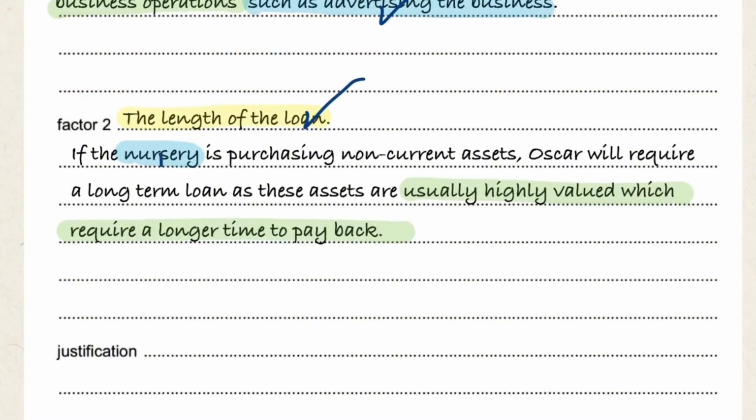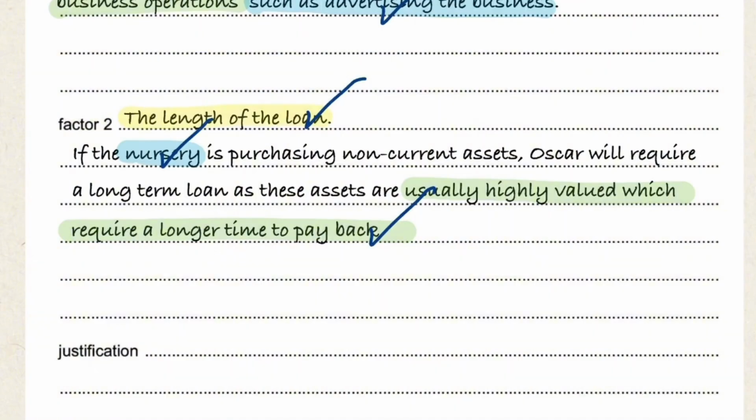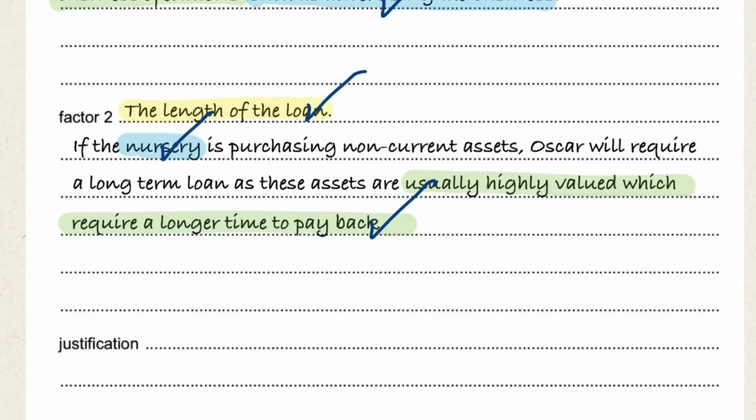Factor 2, the length of the loan. If the nursery is purchasing non-current assets, Oscar will require a long-term loan, as these assets are usually high in value, which require a longer time to pay back. Again, the knowledge is the length of the loan, the application is the nursery, and the direct impact is that it takes a longer time to pay back.